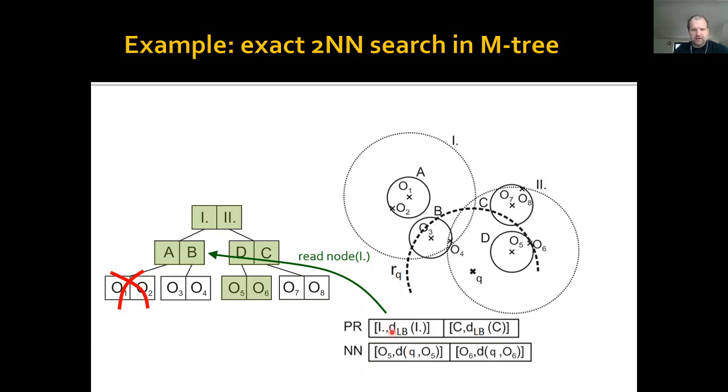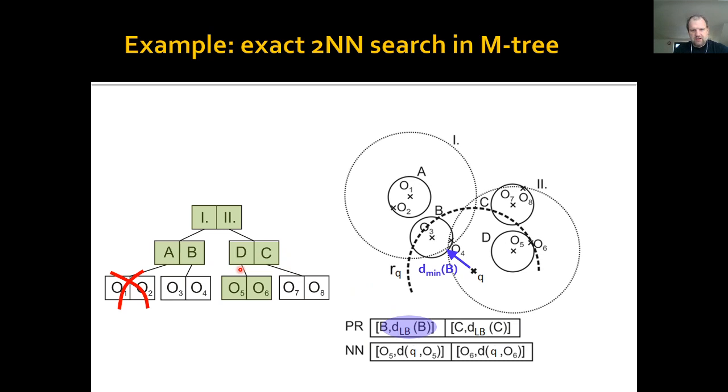So what's next is node 1, but we already filtered out A, so we get B, and we update B to PRQ and compute the lower bound distance. So this is this one, so it's first in the order.